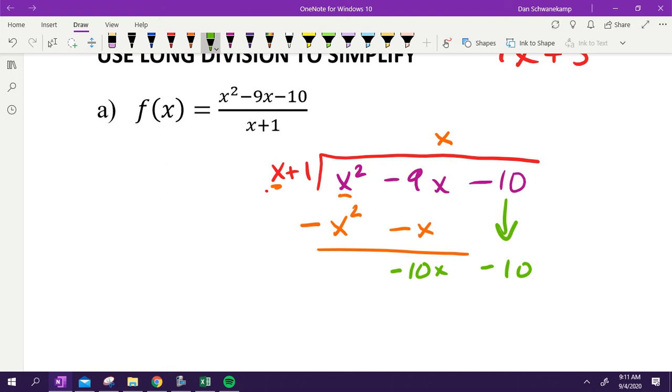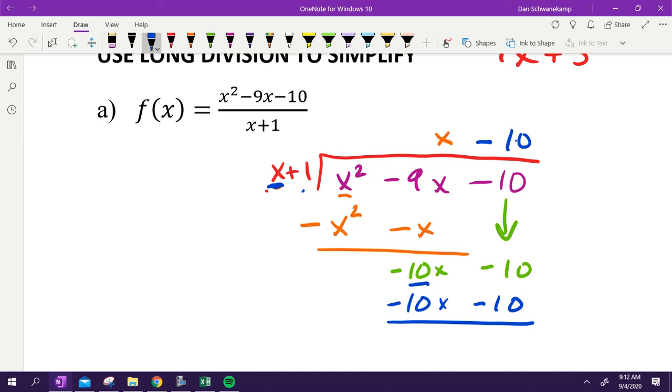Then we do it again. We ask ourselves the question, x times what is going to get me negative 10x? Negative 10. So I write a negative 10 up above. Then I multiply it down. Negative 10 times x is negative 10x. Negative 10 times 1 is negative 10.